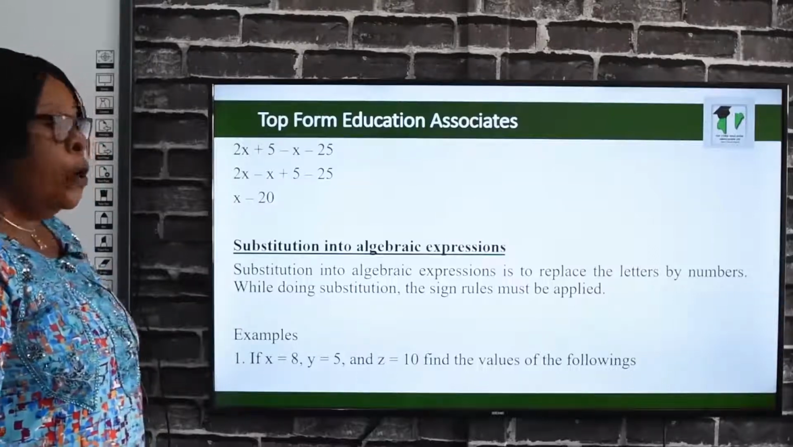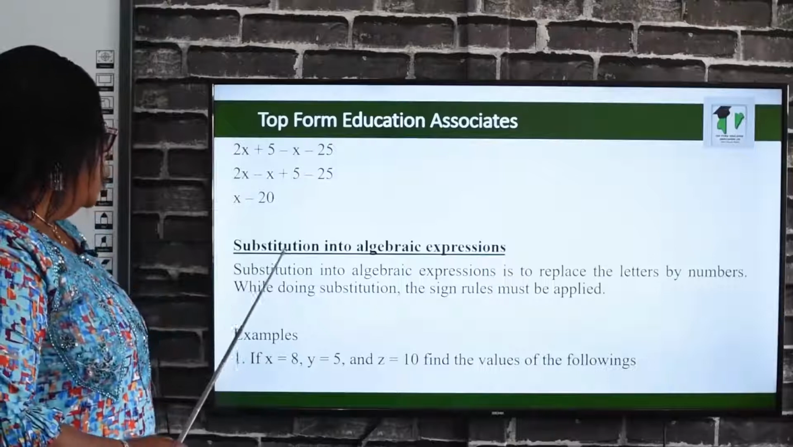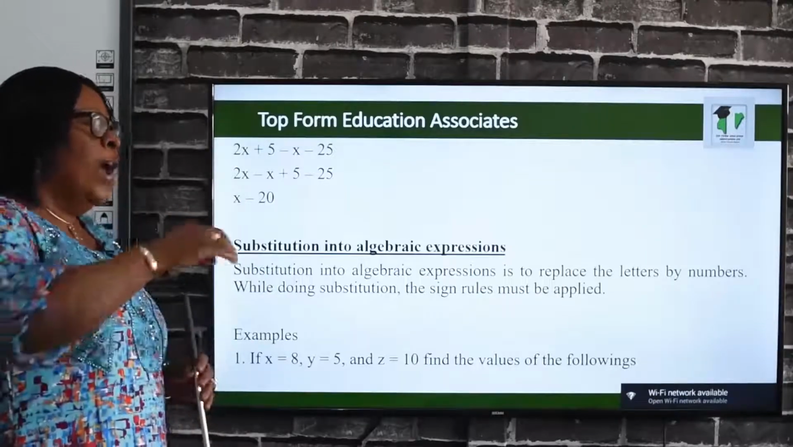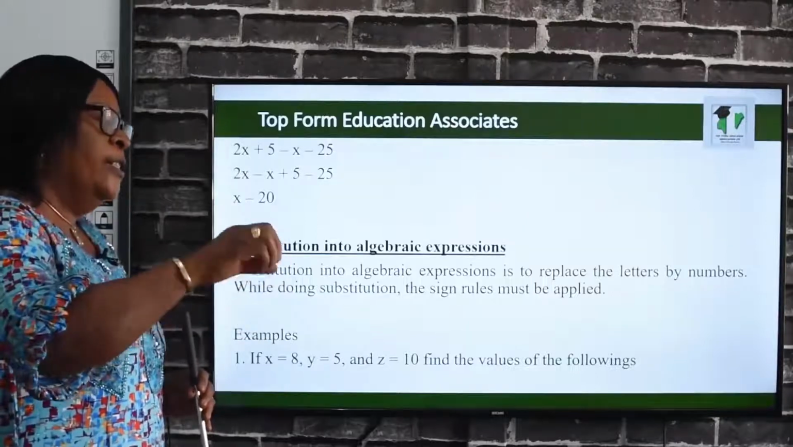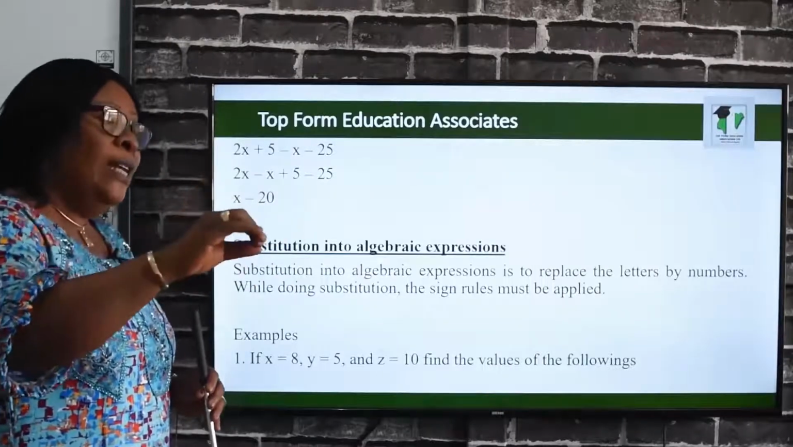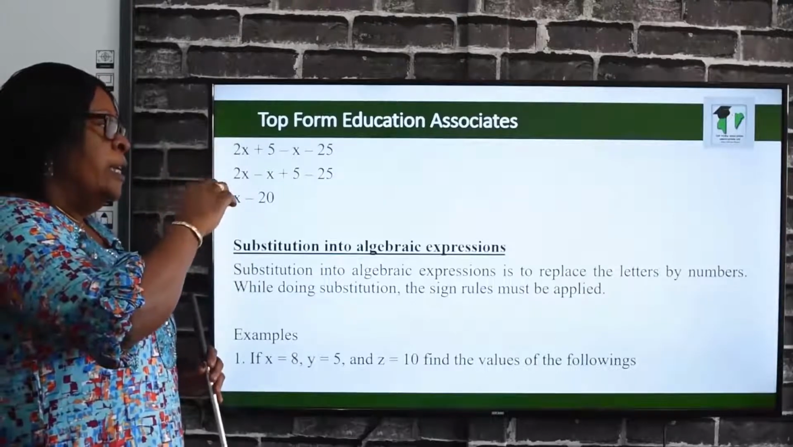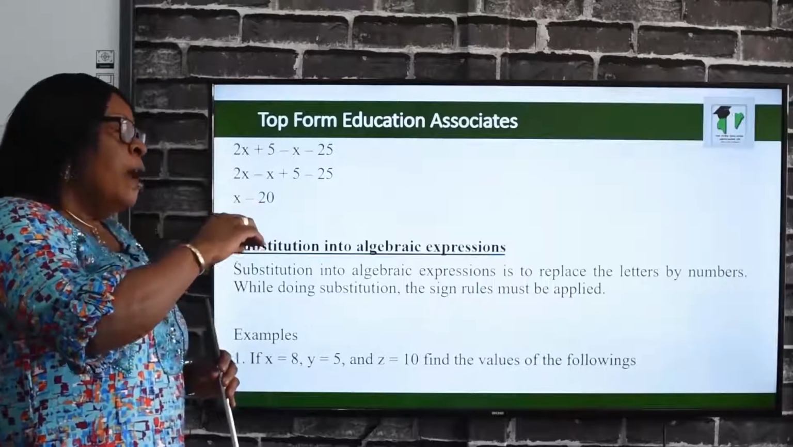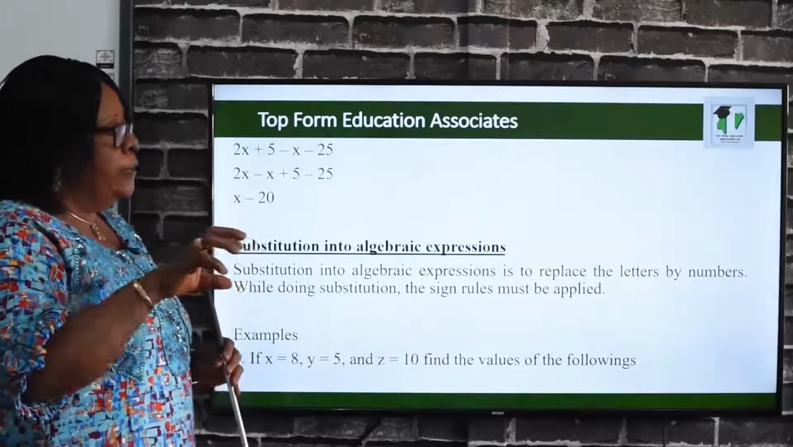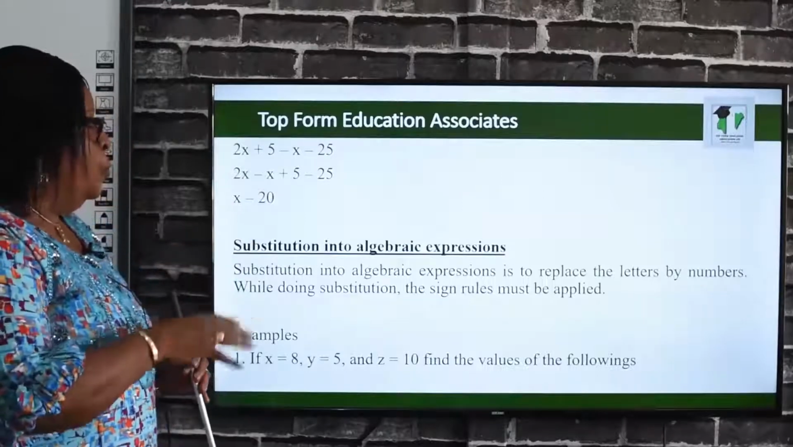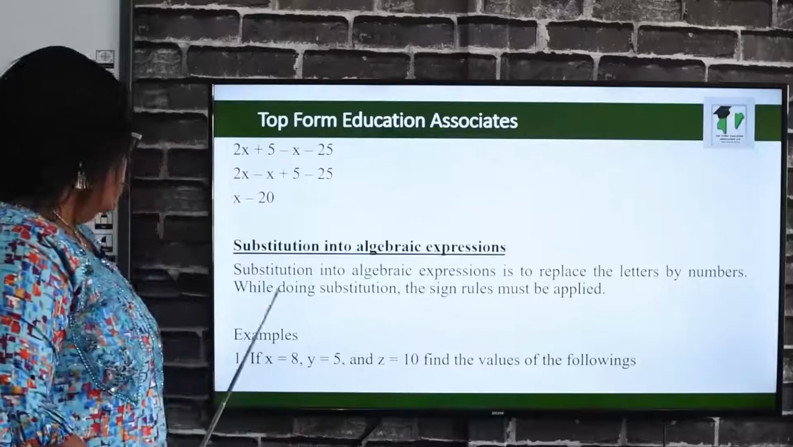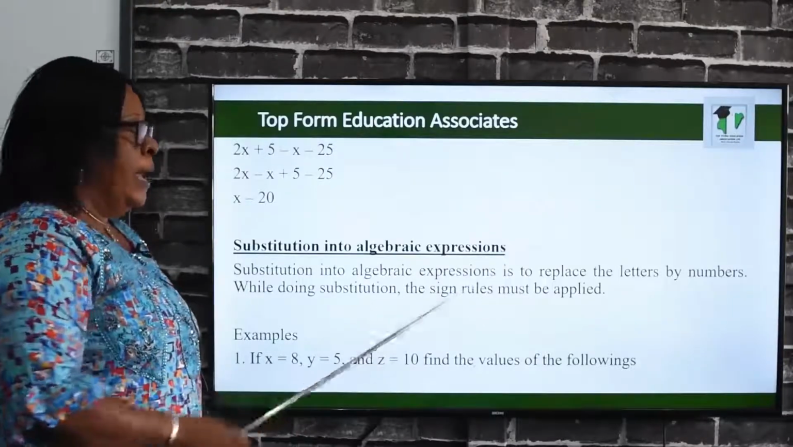Thank you. So our next subtopic is substitution into algebraic expressions. What does this one mean? Substitution. You have an algebraic expression or algebraic term. In an algebraic term, you will have an arithmetic number, which is the coefficient, and you have the letters. The topic we are looking at is how you take a number to replace the letter in an algebraic term or expression. How do you do that? Substitution into algebraic expressions is to replace the letters by numbers. While doing substitution, the sign rules must be applied.